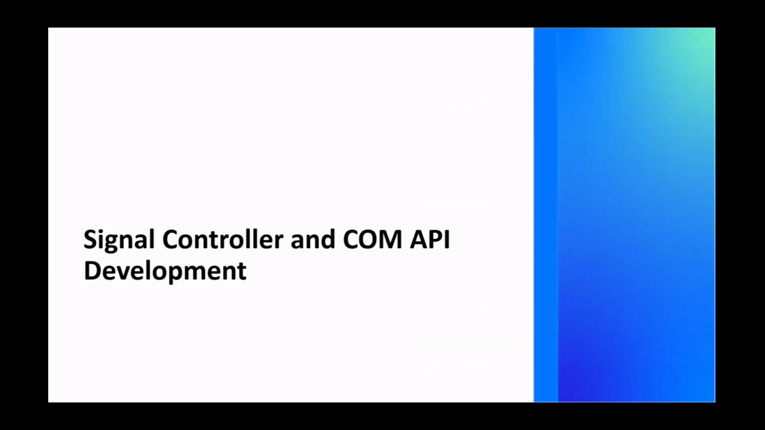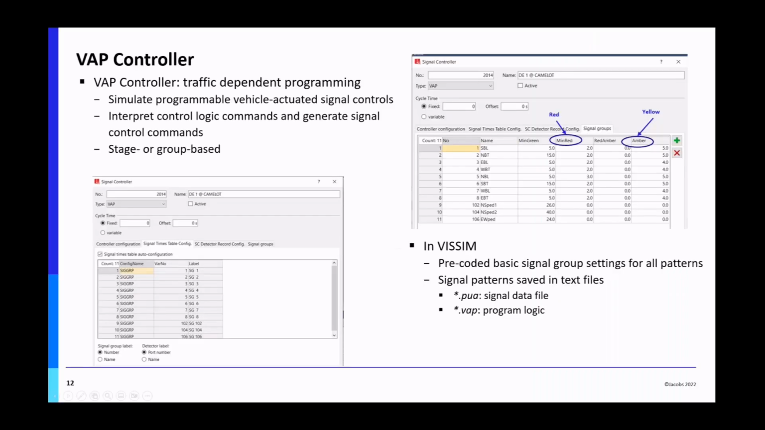And in this part, I will present the signal control development, including the web controller and the Vissim application. We choose a web controller because in Vissim, the RBC controller, we cannot change it by the COM API. You have to follow the pre-coded schedule.